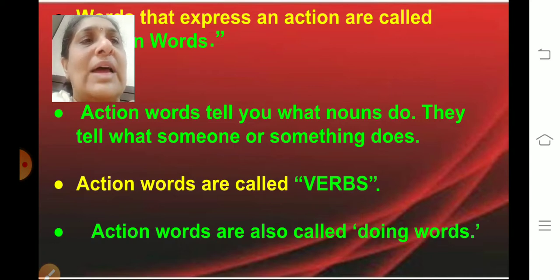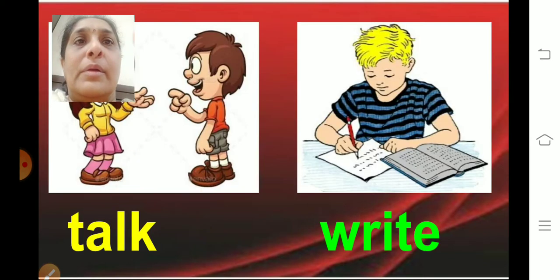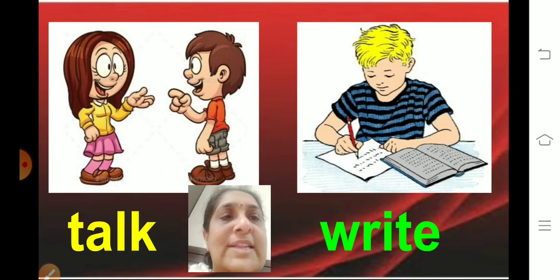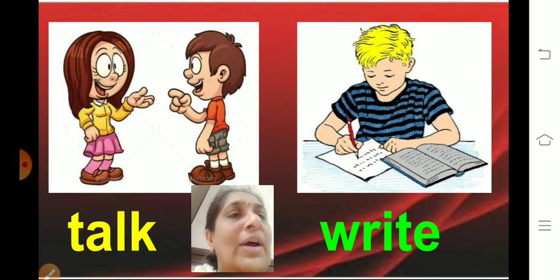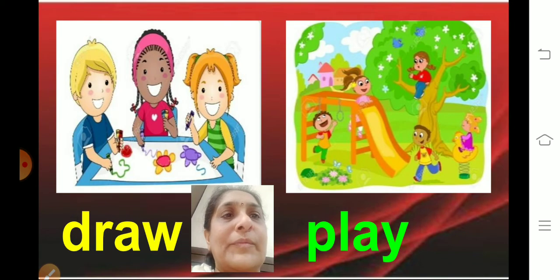So action words are called as verbs. Now action words are also called doing words, because they show you the actions. They tell us what the noun is doing. See these examples of action words: talk, write, draw, play.